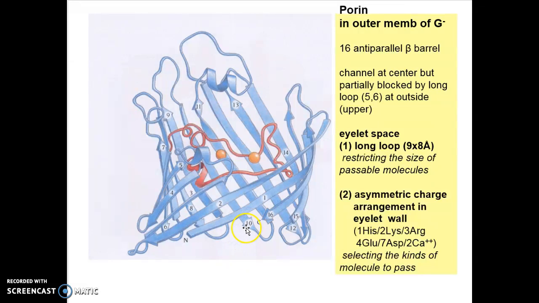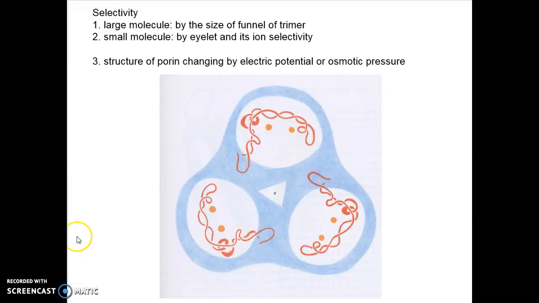Bottom loops are very short, making a flat and smooth surface facing the periplasmic space. 3 molecules of such a barrel assemble to make a trimer. You are looking at the trimeric structure of porin viewed from the extracellular space. Blue regions indicate the walls of the 3 porin barrels. Loop regions that constrict the channels are red, and the calcium atoms are orange.